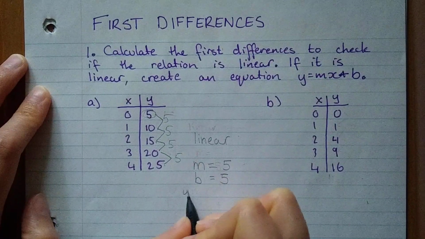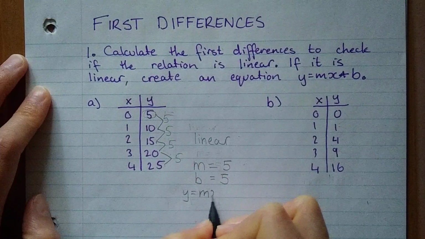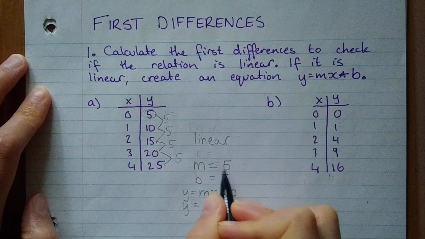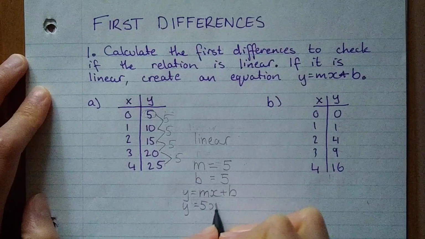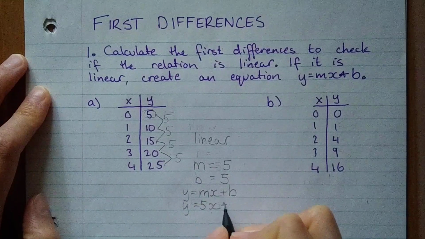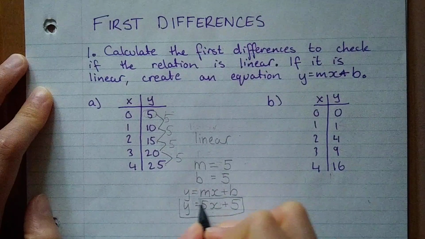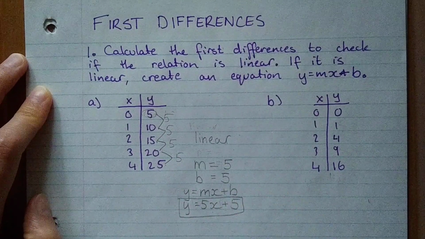So then your formula y equals mx plus b is y equals, instead of m you put 5, x plus b, instead of b you put 5. So your formula is y equals 5x plus 5 for this linear equation.